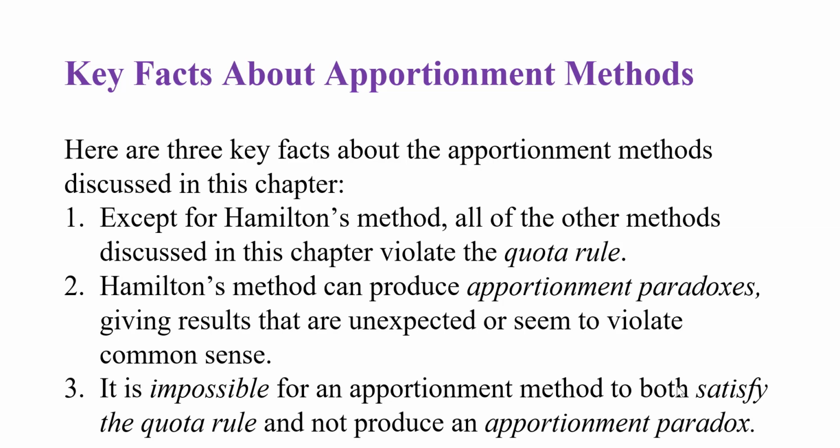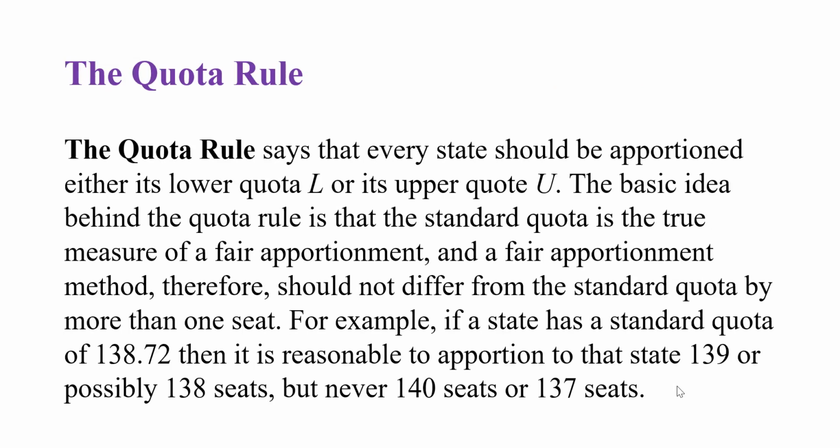So it is impossible for an apportionment method to satisfy both the quota rule and not produce an apportionment paradox. Okay, I'll let that be. Let's look at some numbers here. The quota rule says this: every state should be apportioned either its lower quota or its upper quota. That kind of makes sense, right? If it's a quota rule, it's either going to be this one or this one.